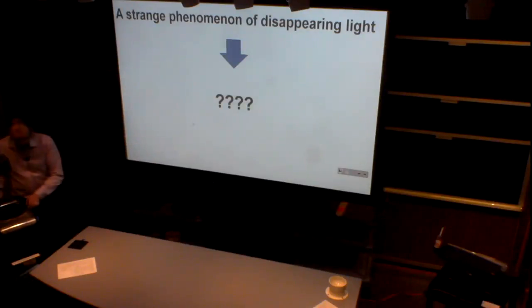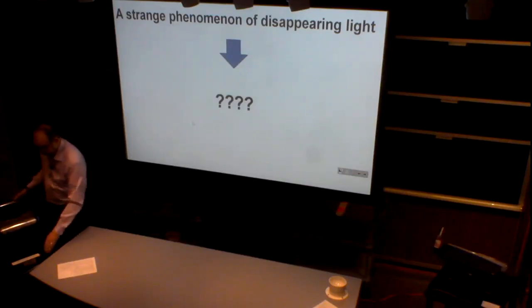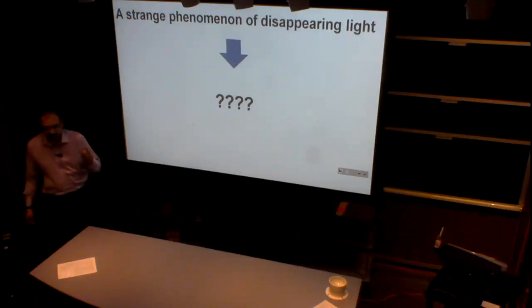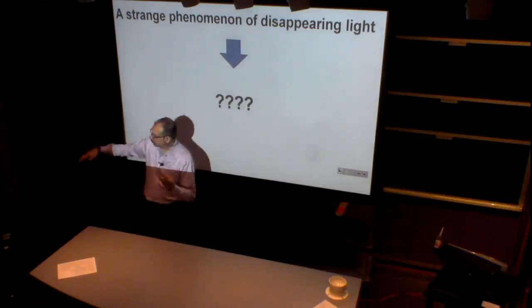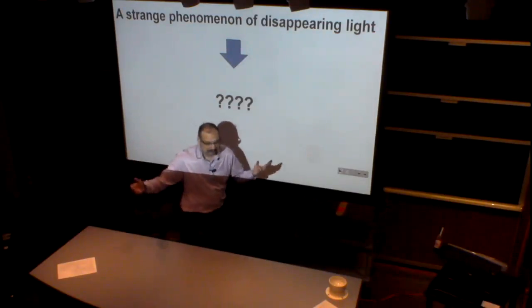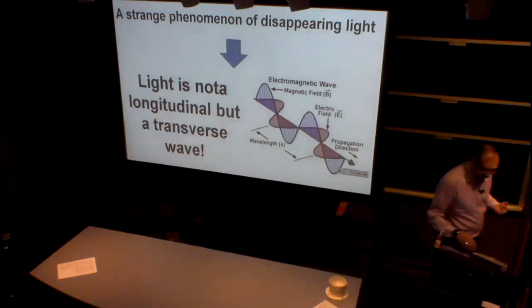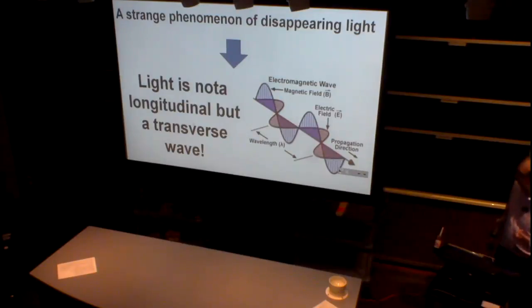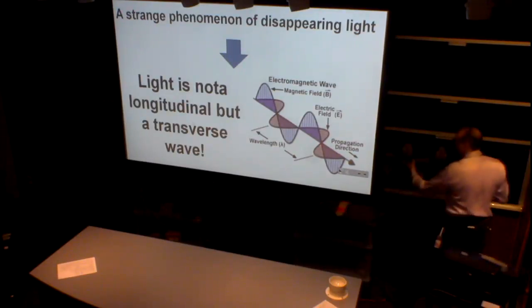Well, if light is a wave, what do we know about waves? Two types exist, longitudinal and transverse. And for a longitudinal wave, that shouldn't be a deal, it shouldn't make any difference. So this experiment kind of tells us that light is a transverse wave.